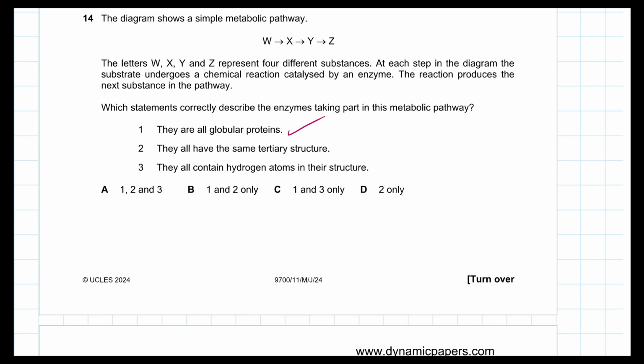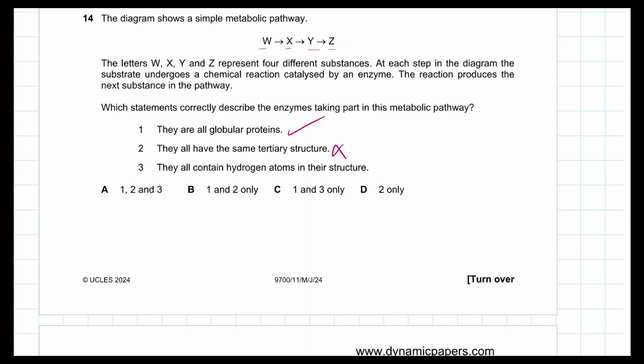Therefore, this is correct. 2. They all have the same tertiary structure. Now, this is incorrect. Them having the same tertiary structure means that every single enzyme that exists has the same shape of an active site. But here we have different types of substrate. Therefore, they're going to have different shapes. Therefore, different active sites. Therefore, different tertiary structures. Therefore, this is incorrect.